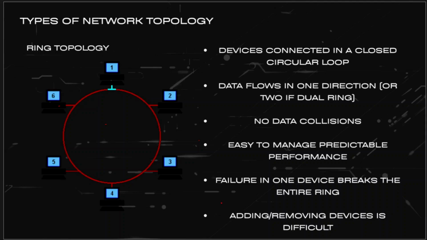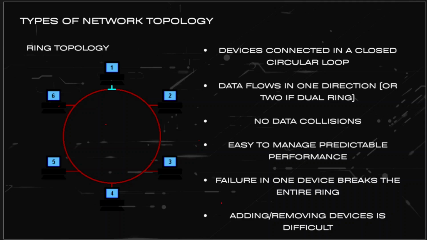So the relay is for like, if you see we have a ring topology here. Each device has exactly two neighbors. The connection forms a continuous loop, a circle of data. So data flows in one direction, or two if dual rings. So no data collision may occur in this one. So it is easy to manage, with predictable performance. Failure in one device breaks the entire ring. So adding or removing a device is difficult.